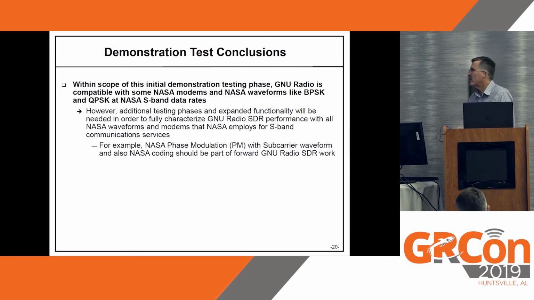So the conclusions here, within the scope of this initial testing, and it's just a subset I tested of typical NASA waveforms. I didn't test all of them, for example, phase modulation with a subcarrier. But within the scope, the GNU Radio receiver was compatible with some NASA modems, waveforms, and also data rates that they use at S-band, up to a couple megabits per second.